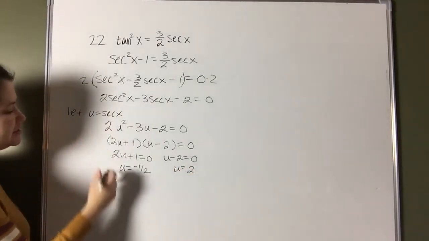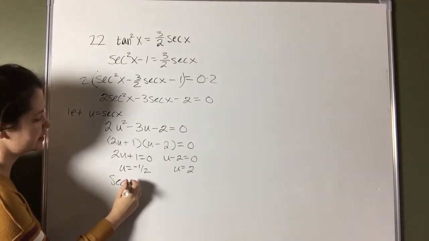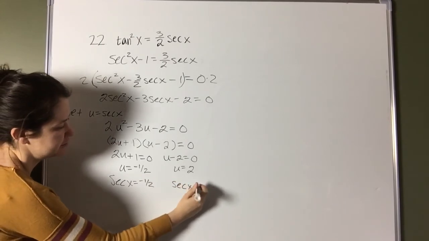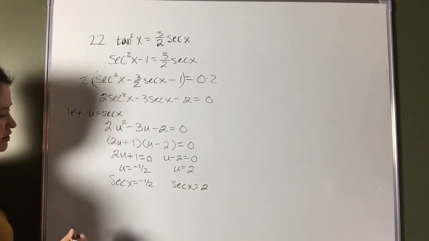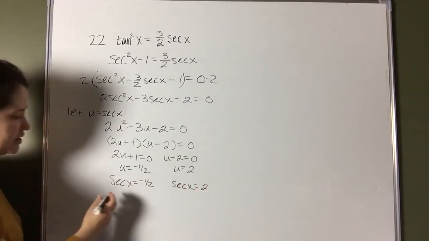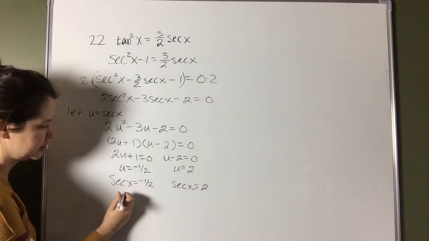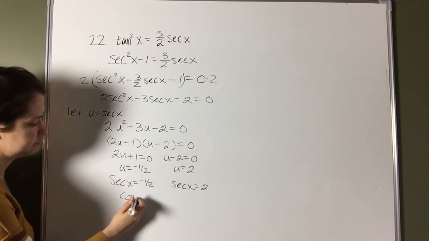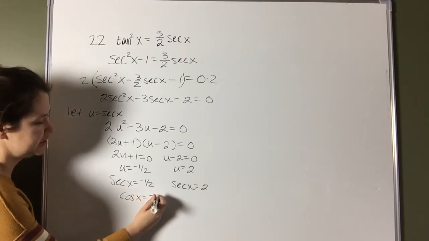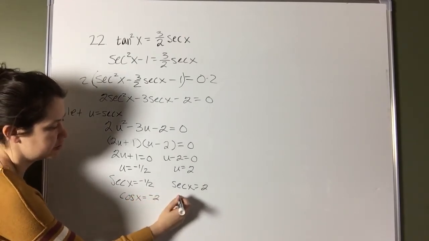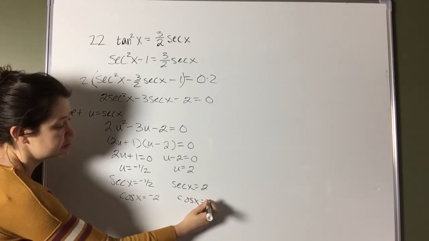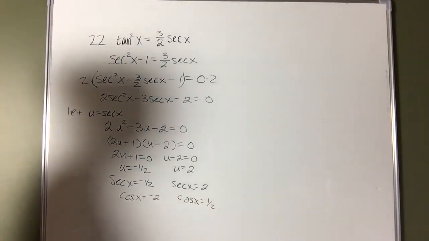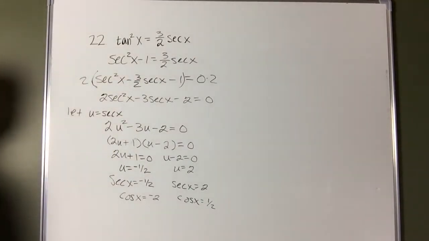Next, we can put secant back into the problem. So secant x would have to equal negative 1/2, or secant x would have to equal 2. So this implies actually that cosine equals negative 2, or cosine equals 1/2, right? Because cosine is the reciprocal of secant. And from here we can answer from the unit circle.